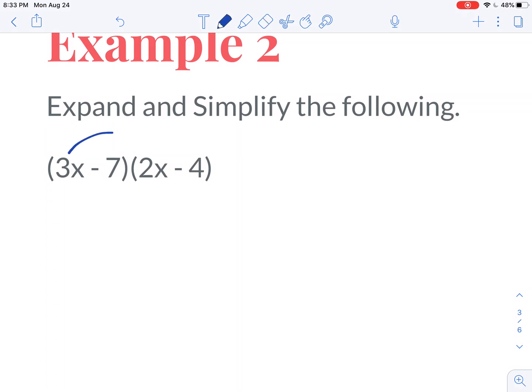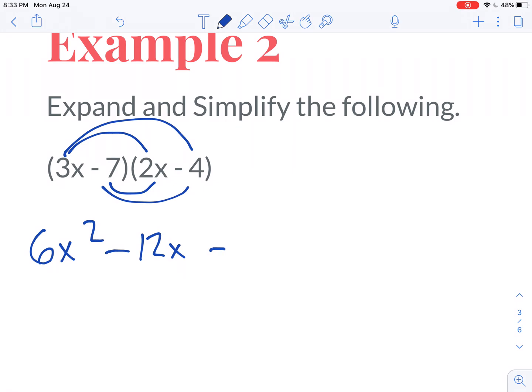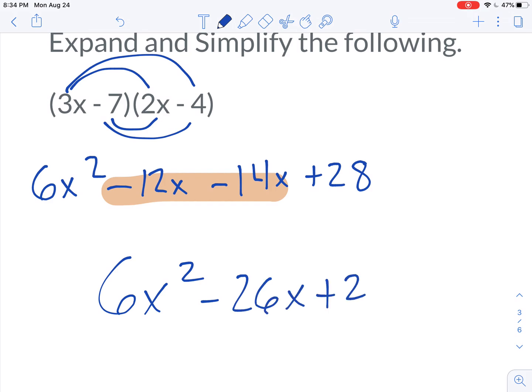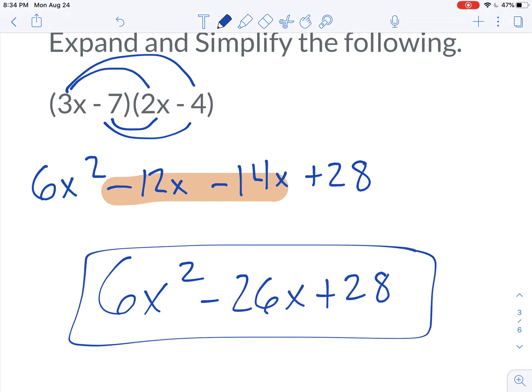And we can still think of it with that FOIL term of how I'm going to distribute my 3x to both of these terms. So it's going to become 6x squared minus 12x. I'm going to distribute that negative 7 to both of my terms. So I'll have minus 14x plus 28. And then I'm going to go ahead and combine my like terms here. The only terms that I have that are like are my x's. So I'm left with 6x squared minus 26x plus 28. And this would be my final answer because I'm just trying to expand and simplify it.